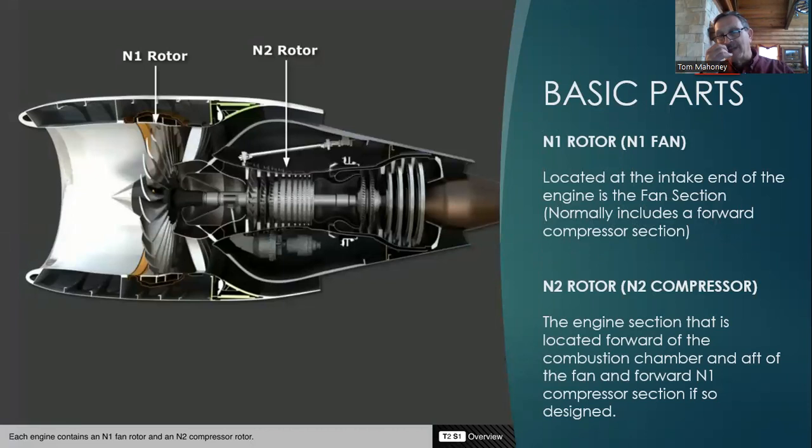So let's get used to the basic parts. Let's talk about the N1 rotor. I call it the N1 fan, so you'll hear me refer to the N1 rotor as the N1 fan. It's located at the intake end of the engine and is the fan section. It normally includes a forward compressor. So let's annotate some of this if we can. Let me get my computer set up.